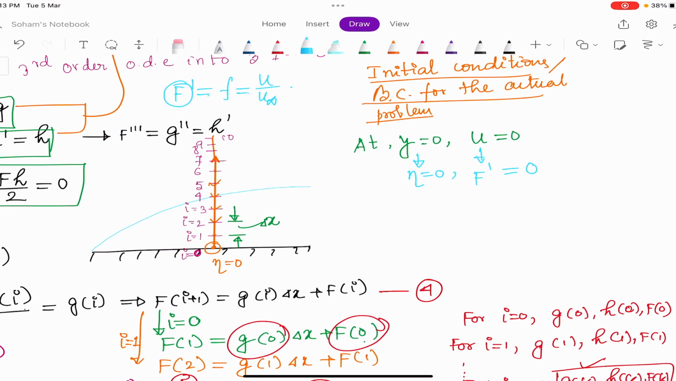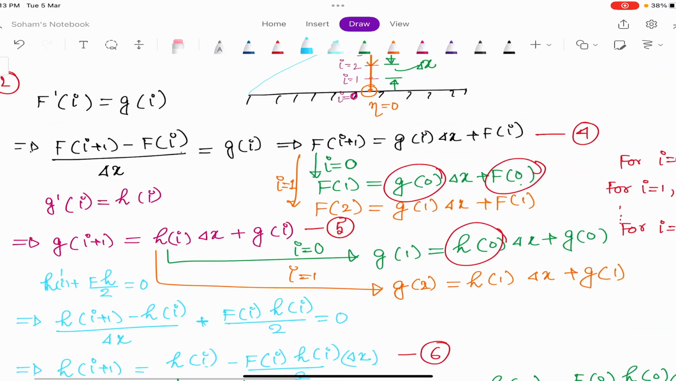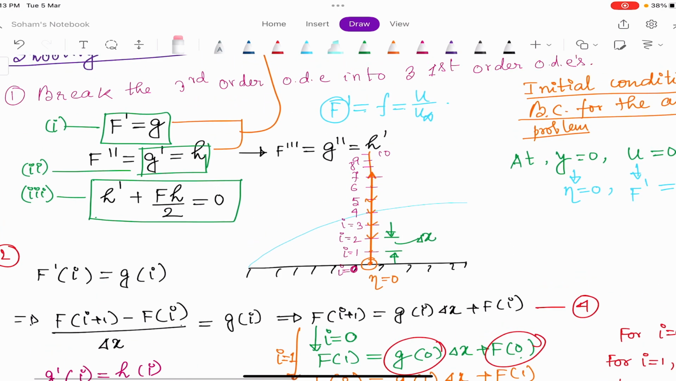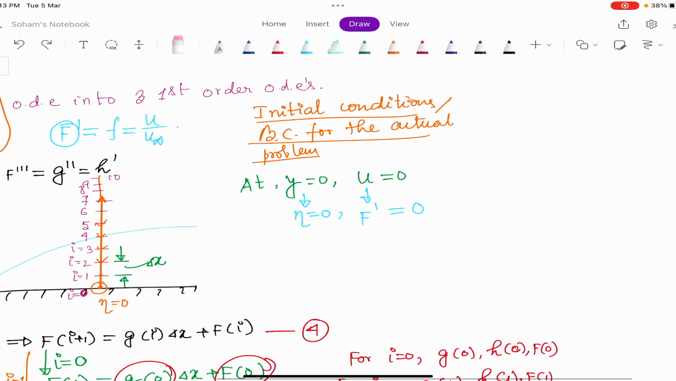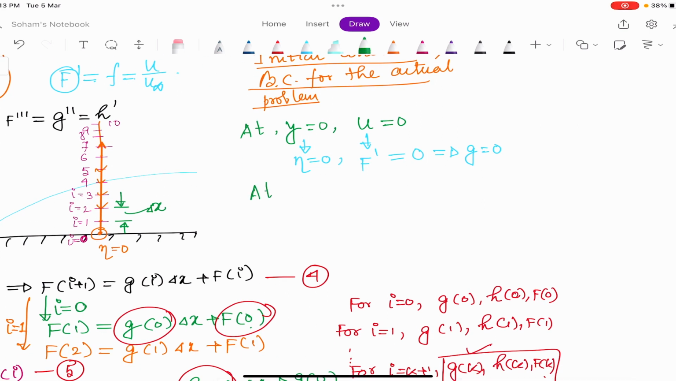So at eta equal to 0, f dash equal to 0, and I have my f dash equal to g, yes, f dash equal to g. So this boils down to at eta equal to 0, g equal to 0. Then at eta equal to 0, the boundary is a streamline, because no mass can cross the boundary. So at y equal to 0 I have my f equal to a constant, because along the streamline the stream function is constant.